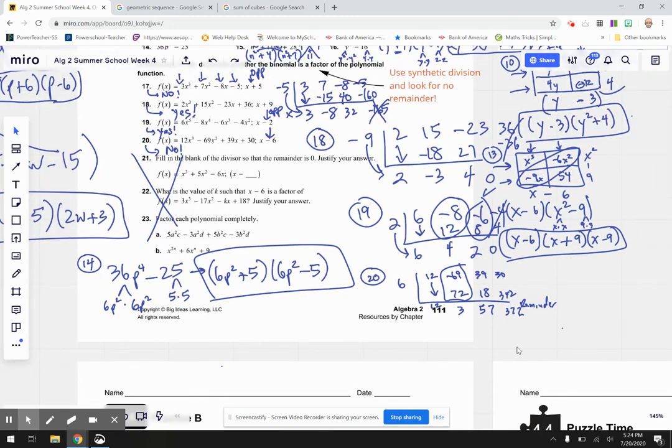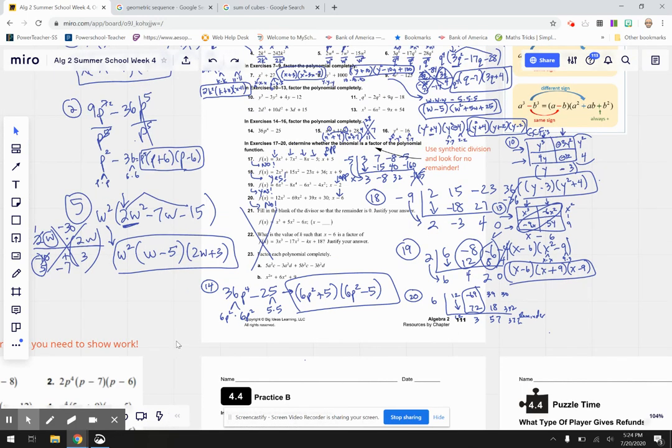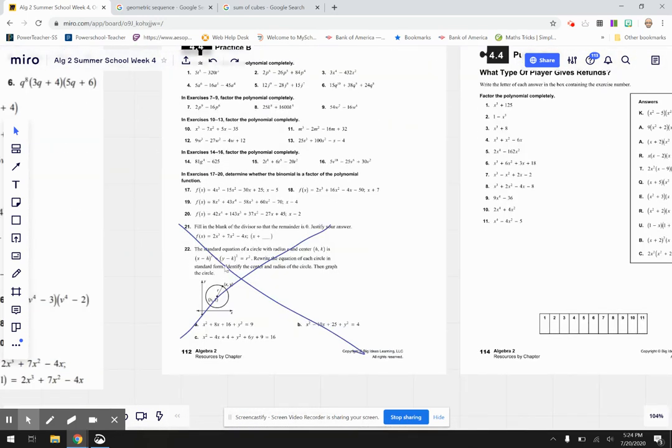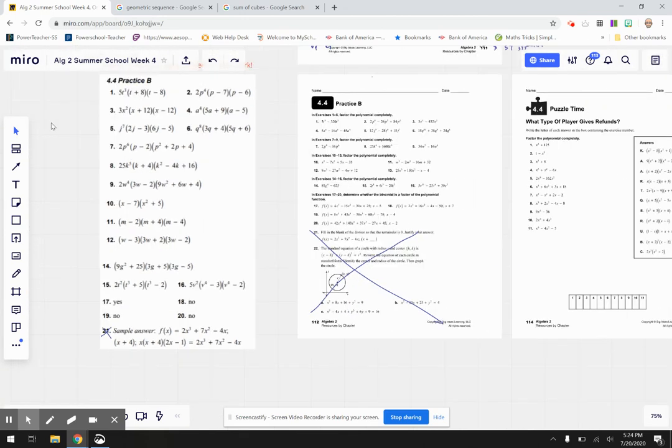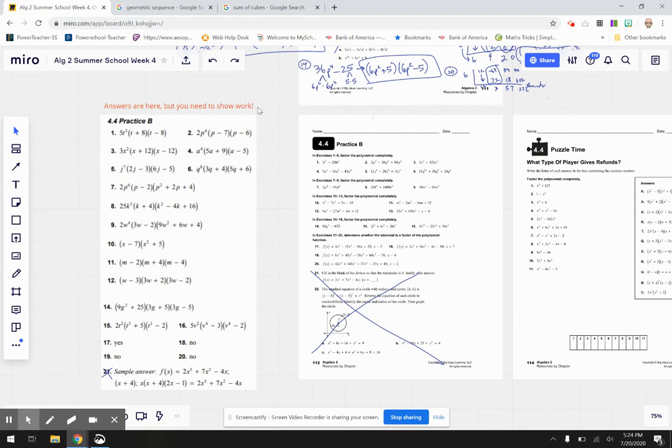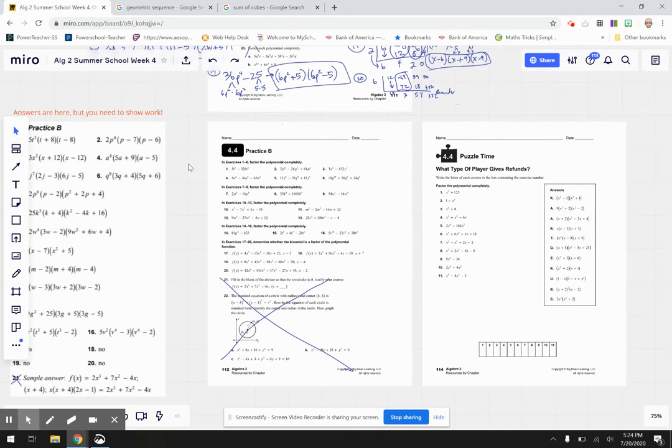All right, so let's see. You don't have to do the last 3 there. When you get to practice B, you don't have to do the bottom 2. And I actually gave you all your answers here. But answers are here, but you need to show work on these to how you got these answers right here. And then your answers for the puzzle are in the puzzle. So good luck on 4.4. Remember, try to finish strong.